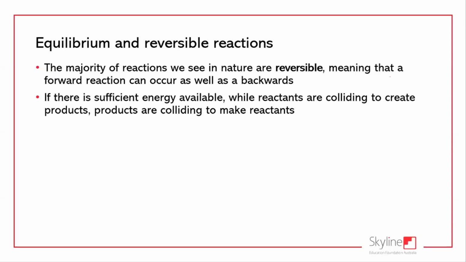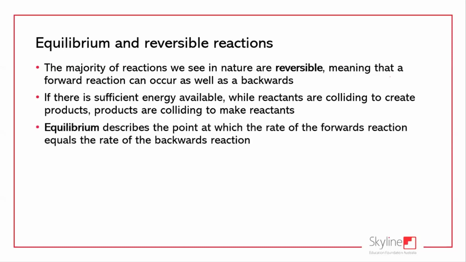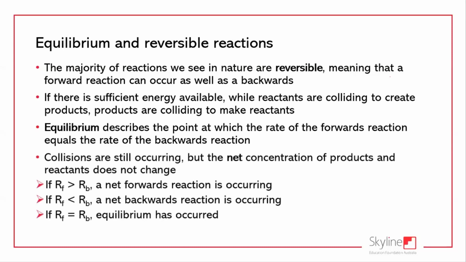And the products then are bumping around, they're hitting each other, and every now and again, those products hit each other with the right energy and the right orientation that makes a reactant again. So at some point, we're going to reach a concentration of products and reactants that's in perfect balance. There's reactants still becoming products, but that's balanced out by products becoming reactants. So there's no net change in concentration. And this is equilibrium, where the rate of forward reaction equals the rate of backwards reaction. So collisions are still occurring, but the net concentration of products and reactants doesn't change.